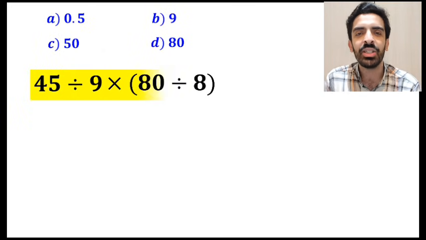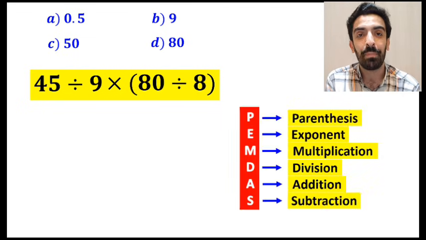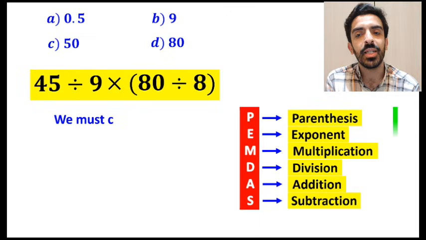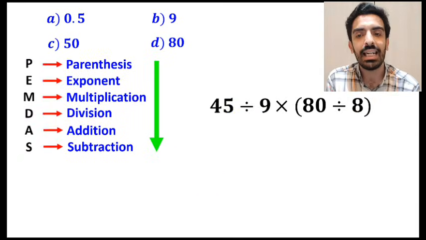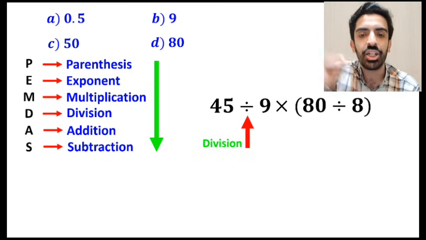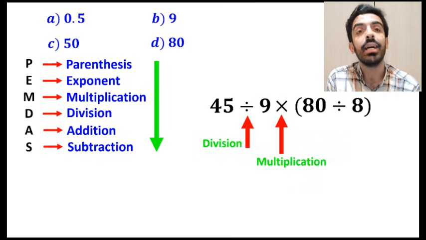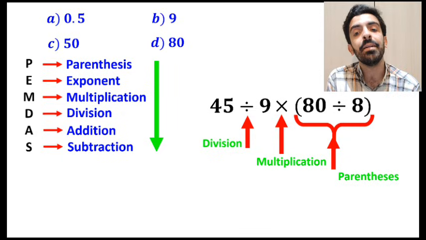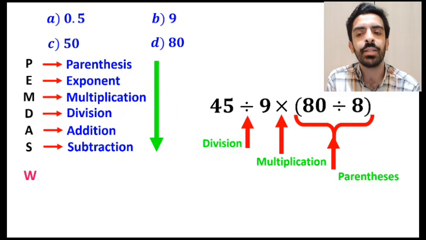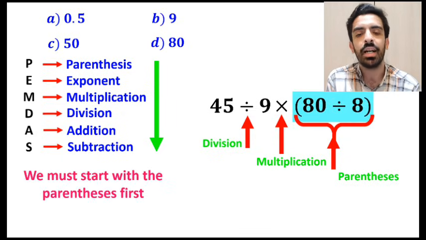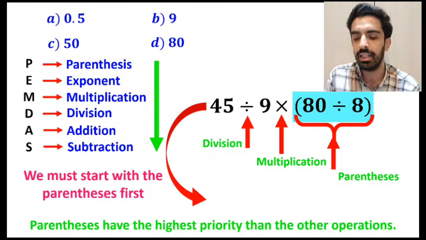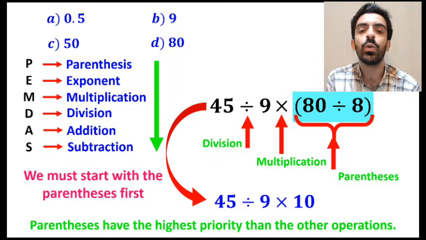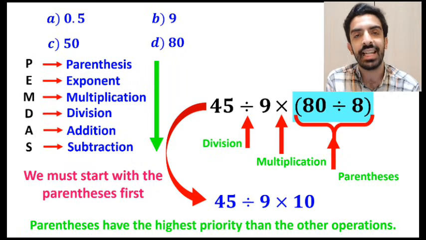Alright, now let's go through this question step by step and solve it together. To solve this question, we need to follow the PEMDAS rule step by step. We must carry out these operations strictly in order from top to bottom. Alright, as you can see on the screen, in this expression, first we have a division sign, then a multiplication sign, and finally parentheses. According to the PEMDAS rule, we must start with the parentheses first, because parentheses have the highest priority compared to the other operations. So, we can write this expression as 45 divided by 9 multiplied by 10.